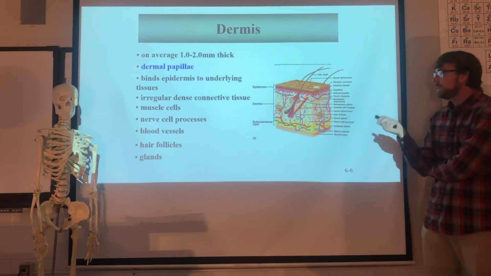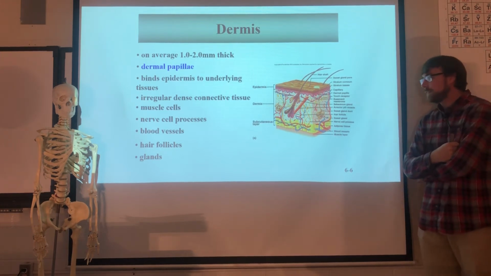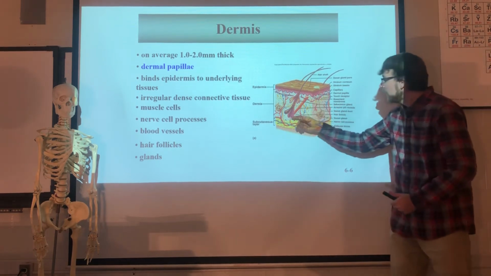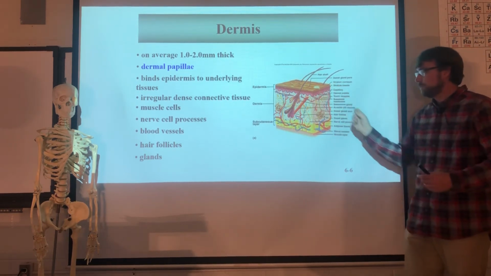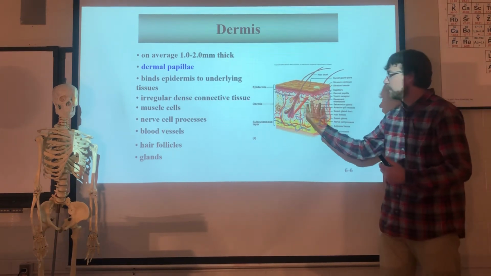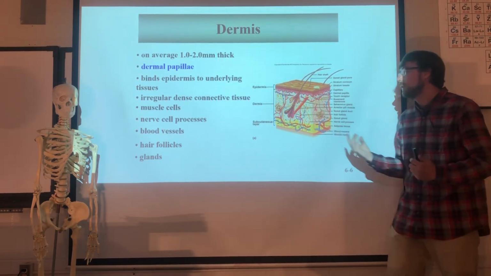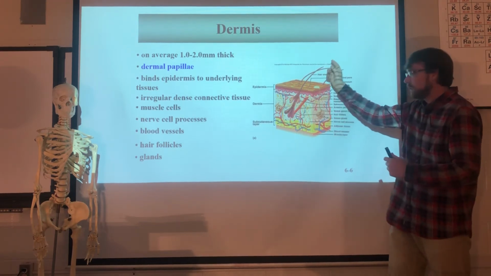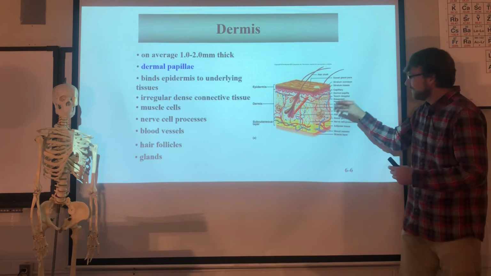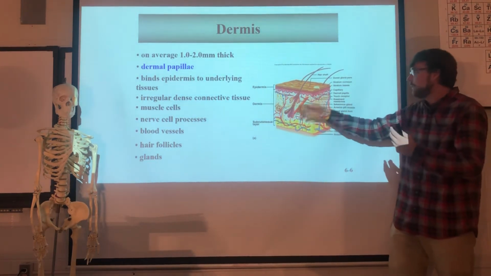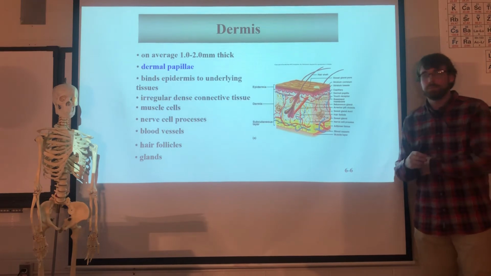So your dermis is made of irregular, dense connective tissue. It contains muscle cells. It contains your erector pili muscles. It contains nerve cell processes. So there are nerve cells that are going to be up in your dermis. There are blood vessels in your dermis. There are hair follicles in your dermis. And you have glands, sweat glands, and sebaceous glands, oil glands in your dermis.